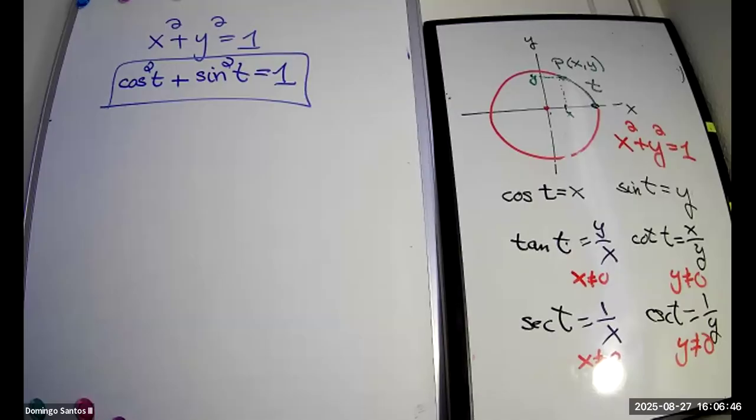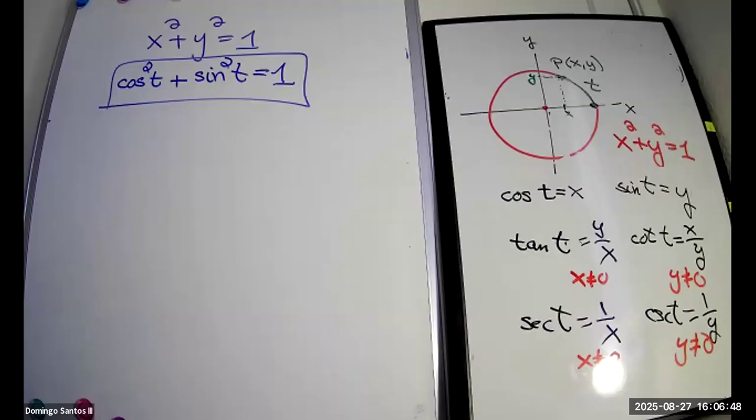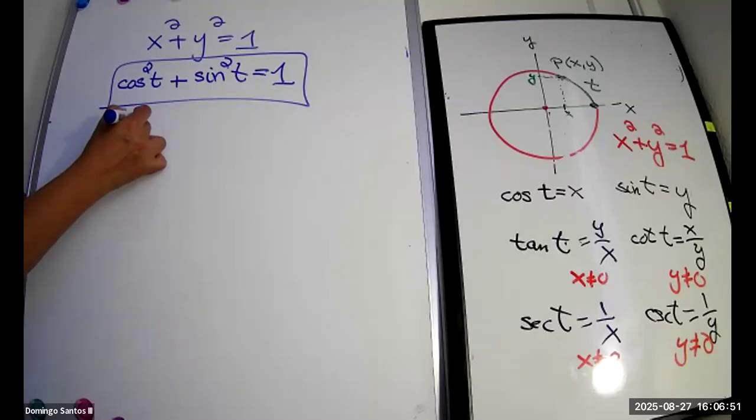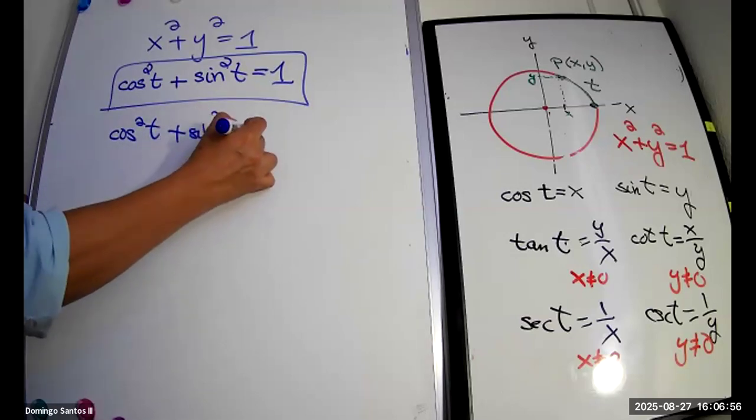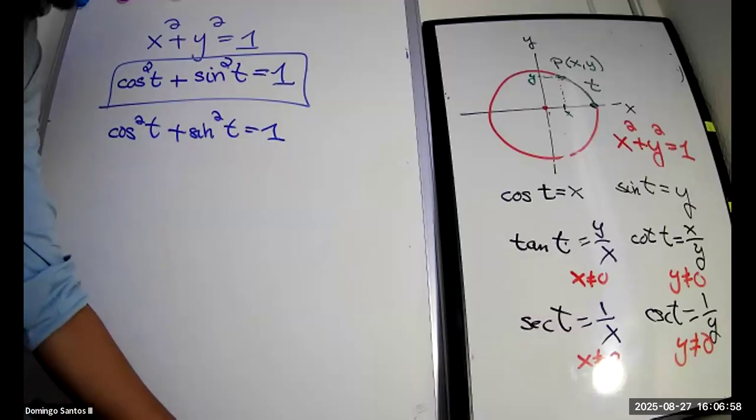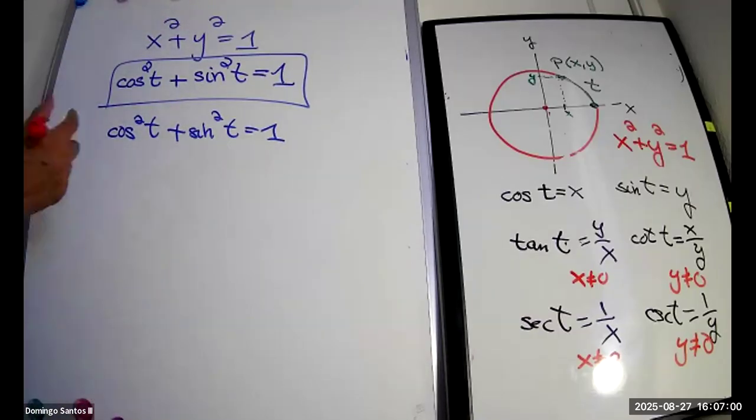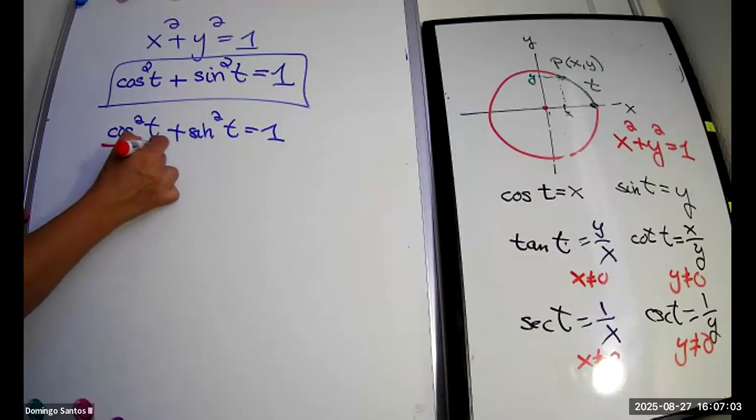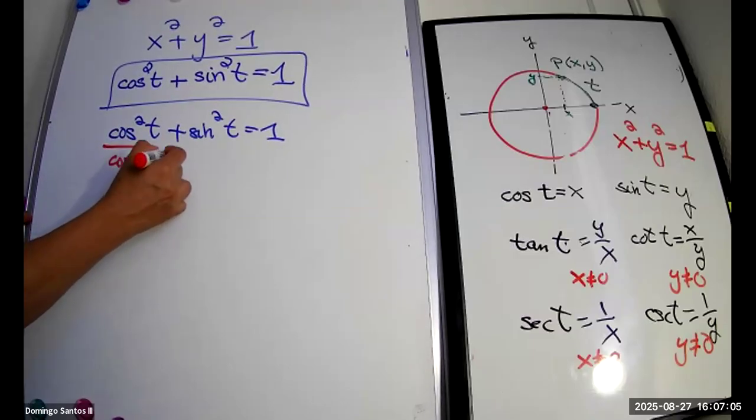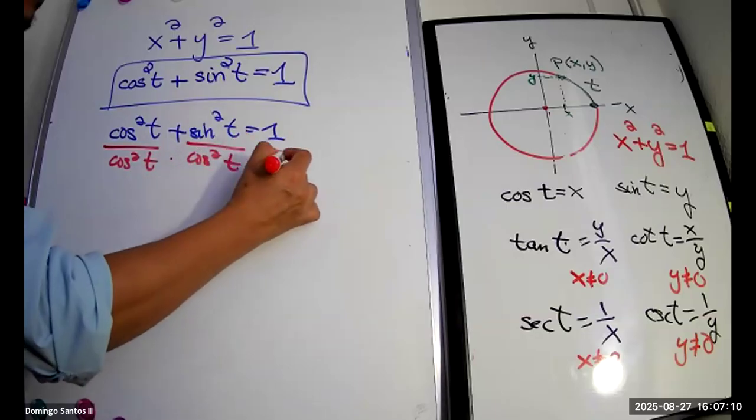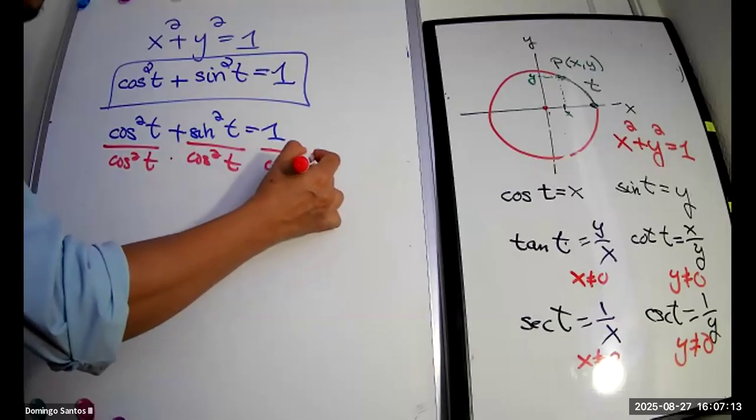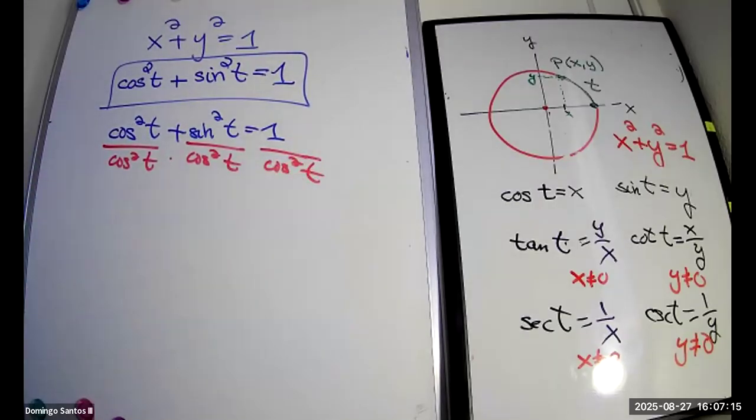Okay, now where did we get the rest? Remember, we start with this identity. We've established this one. Now, Jawan, I will divide everything by cosine squared. So I'll divide this by cosine squared t, this by cosine squared t, and this by cosine squared t. So I'm dividing both sides by cosine squared t.